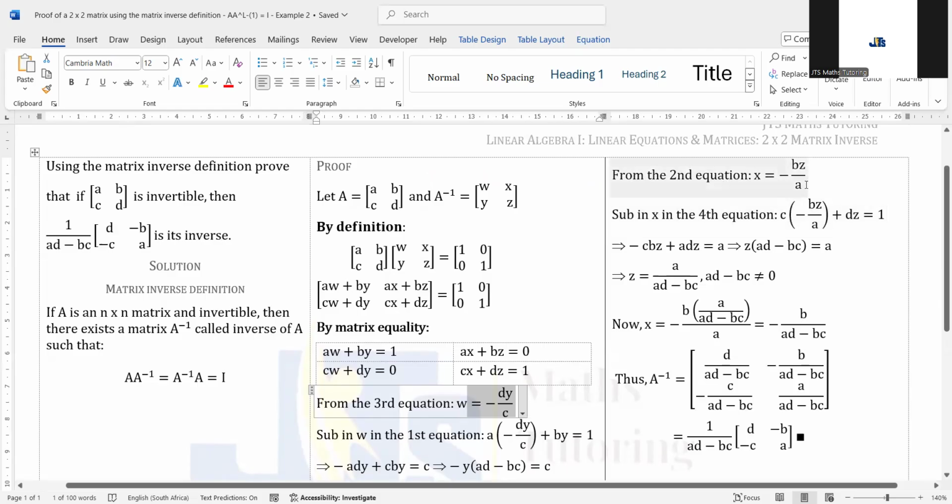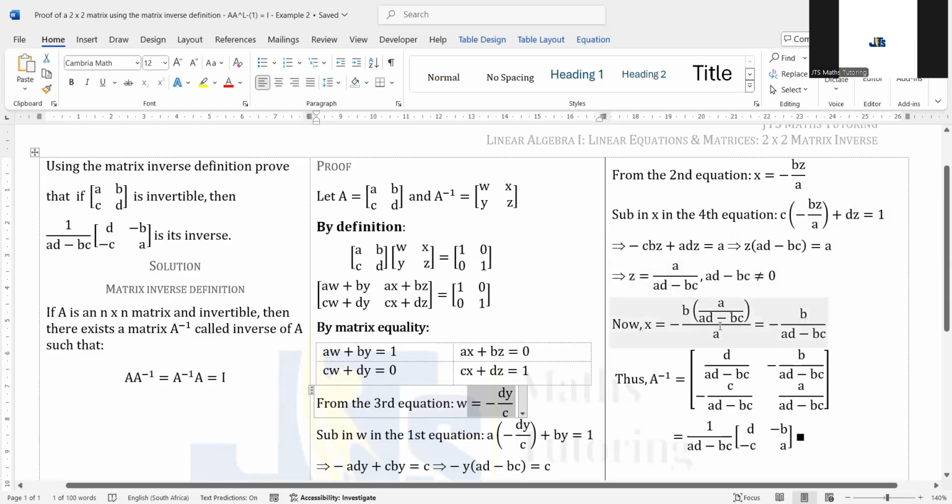From the second equation, substituting that value for X into the fourth equation gives me C into minus BZ over A plus DZ is equal to 1. This implies that minus CBZ plus ADZ is equal to A. This implies that Z into AD minus BC is going to be equal to A. This implies that Z is equal to A over AD minus BC, where we already know that this denominator must not be equal to 0. Now we can get the value for X.